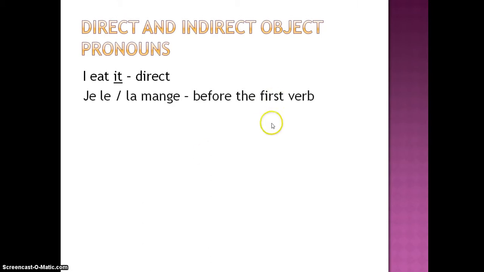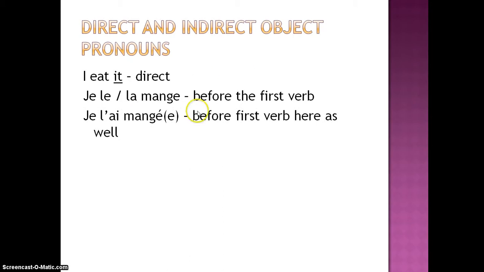Right. Direct and indirect object pronouns. So for example, a direct object pronoun would be I eat it. It in this case is the direct object pronoun. And for French, we put the le or the la for it before the first verb, in this case mange. Okay, le or la depending on whether it's a masculine it or a feminine it. But that goes before, so it's the inverse, so it goes before the verb. So I eat, eat, literally.